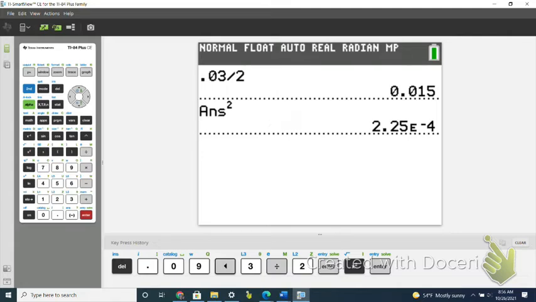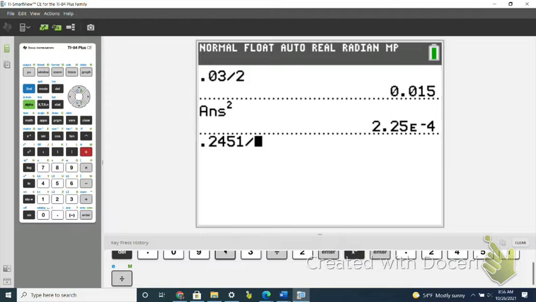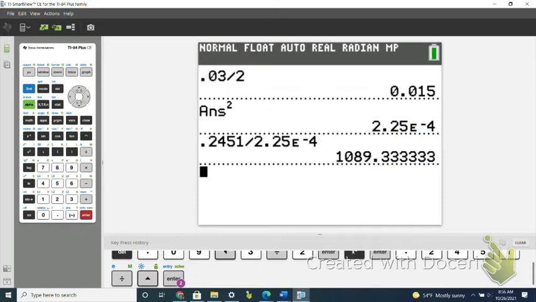Okay, finally, I had my 0.2451 divided by, and I want to use this previous answer, so I'm going to arrow up, hit enter, and hit enter again. There is your answer. So we are using our previous answer feature every time to get the next answer instead of having to type it in. Make sure if you have questions on how to type this stuff in, you ask. Thank you. Let's go back to the paper now.